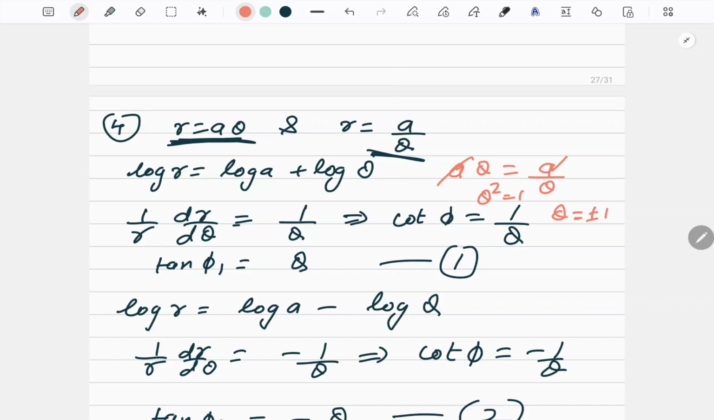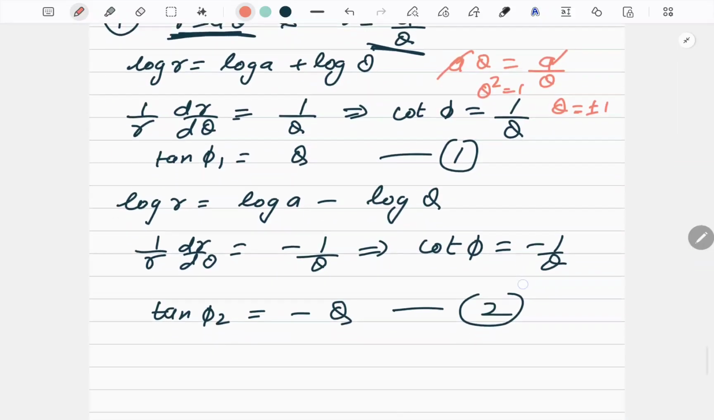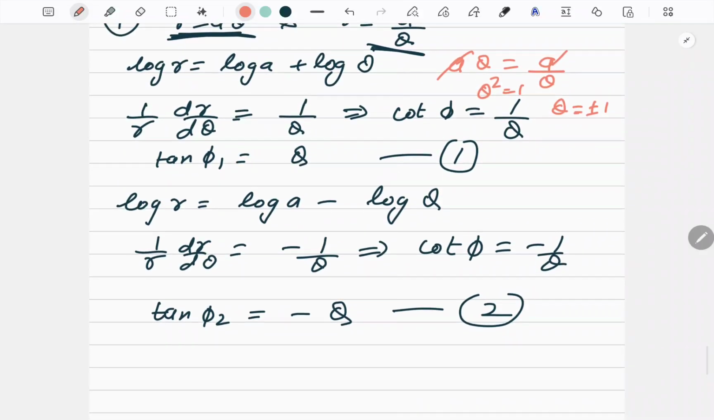Now let us move back to the values of tan phi 1 and tan phi 2, and we will put those values in. Correct? So tan of phi 1 is equal to theta. What is the value of theta? Plus minus 1. And here tan of phi 2 is equal to plus minus 1, because minus, so again plus minus 1 it will become.